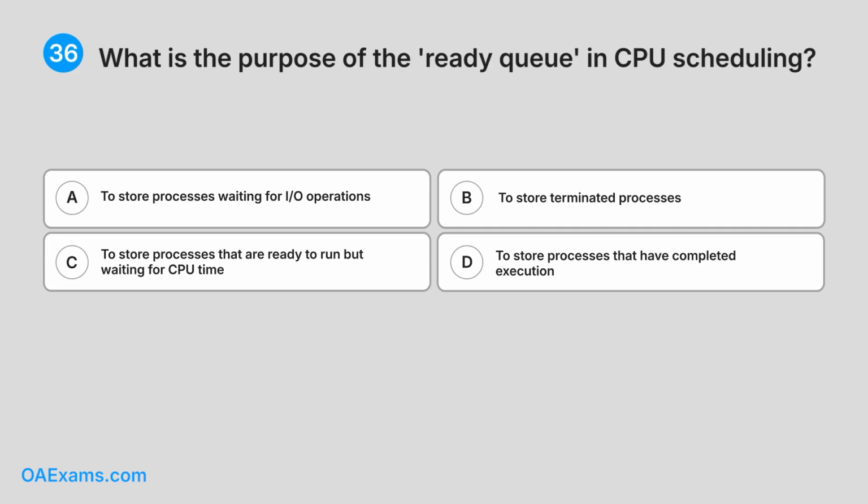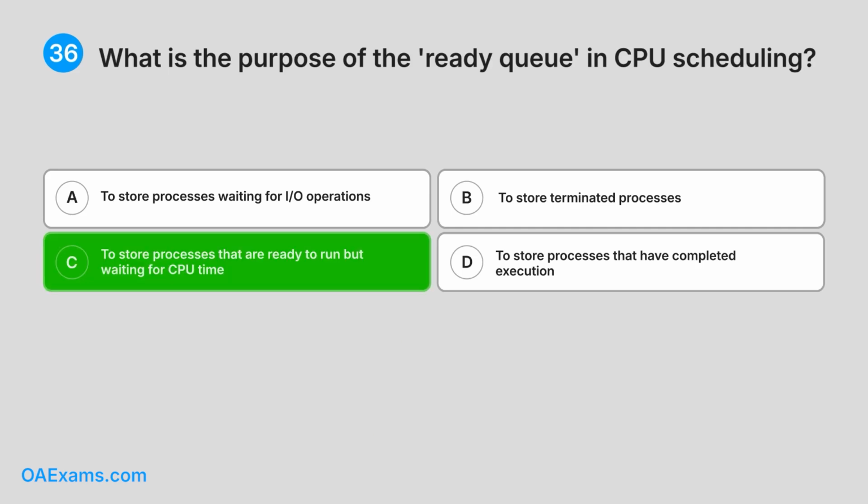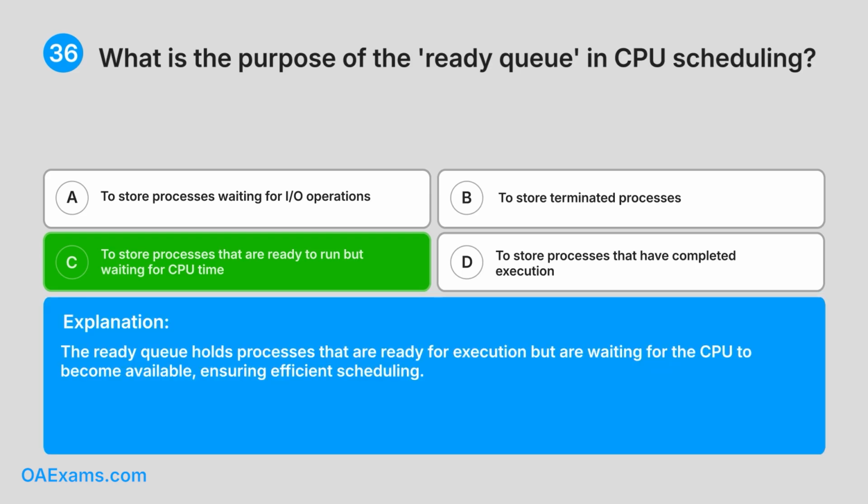Correct answer. C. To store processes that are ready to run but waiting for CPU time. Explanation. The ready queue holds processes that are ready for execution but are waiting for the CPU to become available, ensuring efficient scheduling.